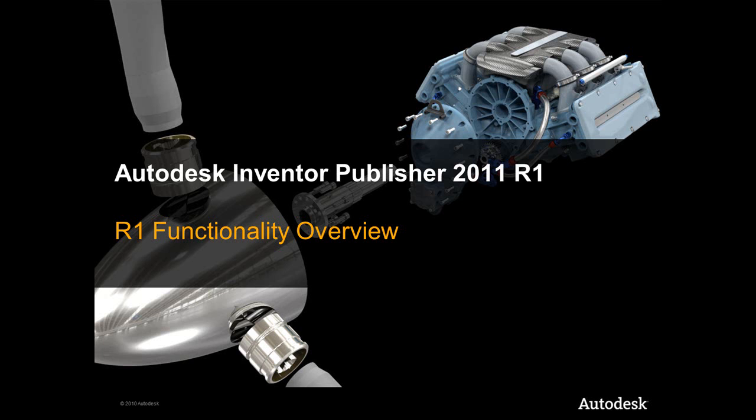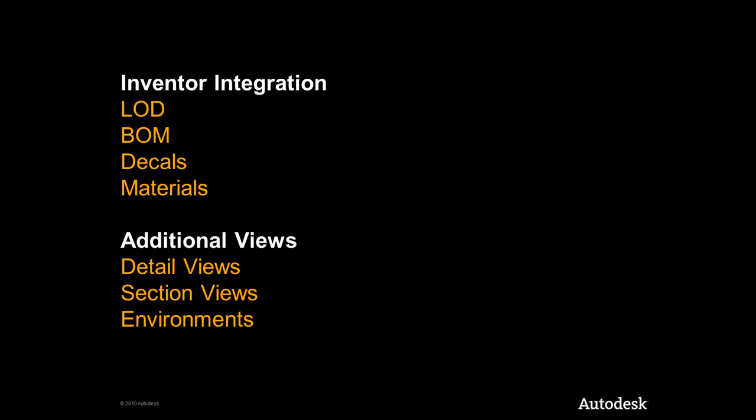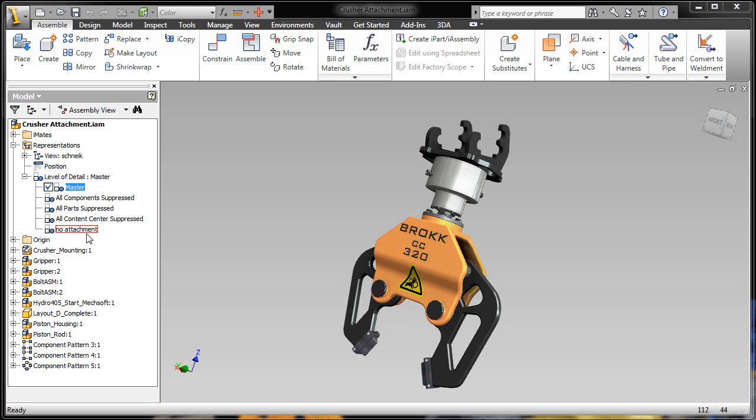R1 was released back on September 29th, and a lot of the functionality that was discussed was centered around the publish to mobile functionality. But there's a lot of other great functionality that's packed into Inventor R1 that I want to talk about today. Some of this functionality includes level of detail, bill of material, and decal support.